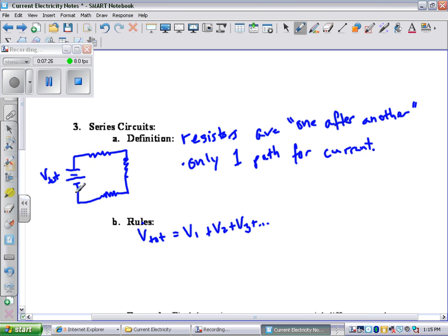By the junction rule, if I look at this point right here, whatever current I have coming out of the battery has no place else to go but to go through the first resistor. So the current coming out of the battery all has to go into the first resistor. It then comes out of the first resistor and goes into the second resistor. So if there's 5 amps of current coming out of the battery, all 5 go into the first resistor, and then all 5 go into the second resistor. So the currents everywhere in the circuit are going to be the same. So we can write that as I total equals I1 equals I2 equals dot dot dot. How many ever I have, they're all the same.